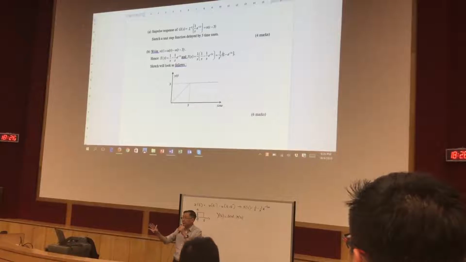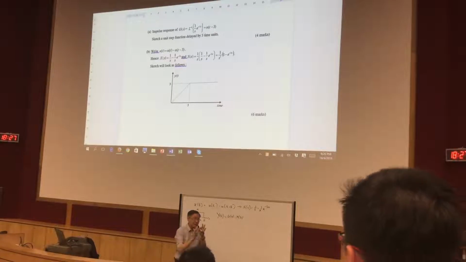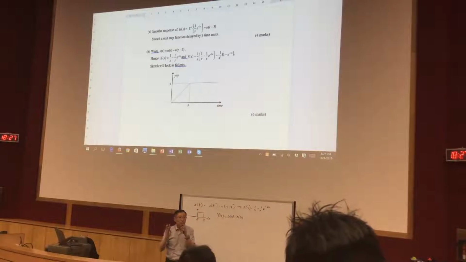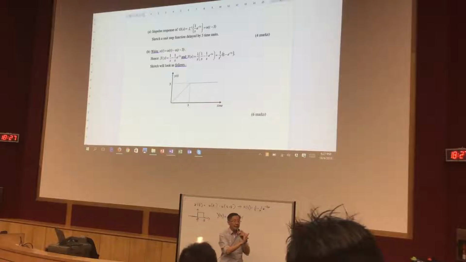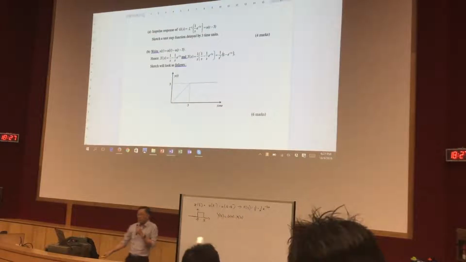Got it, everybody? So if you're taking this down, please note, it should be from 3 seconds onwards, not from t equals 0, but t equals 3 seconds. Okay? Any question?